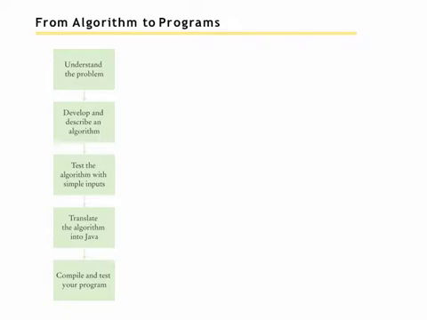For algorithms, you have to understand the problem first. The programmer has to understand the problem. They have to develop an algorithm to solve that problem. They have to test the algorithm. So you've developed these steps. Go through the steps, testing it yourself to see if you get the output you expect. Then and only then do you translate that algorithm into Java and compile and test your program.